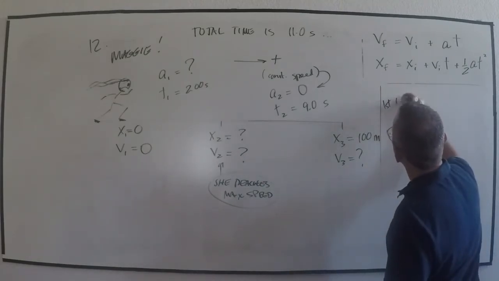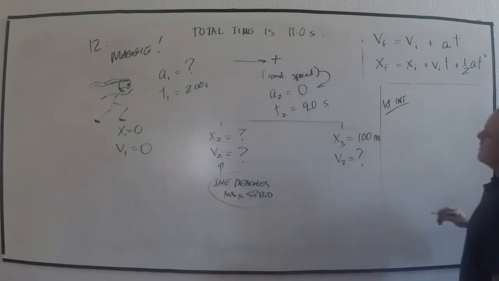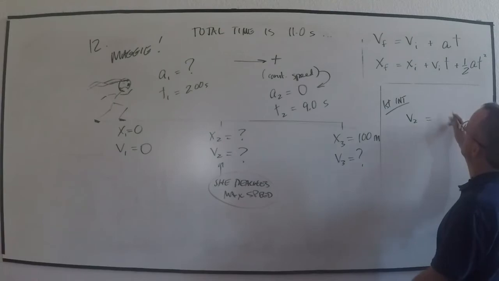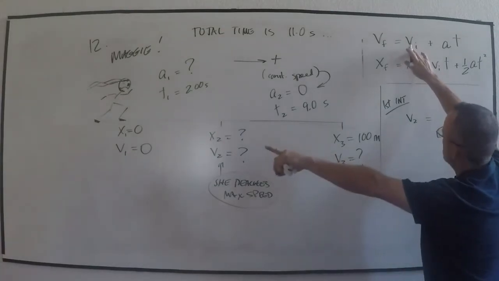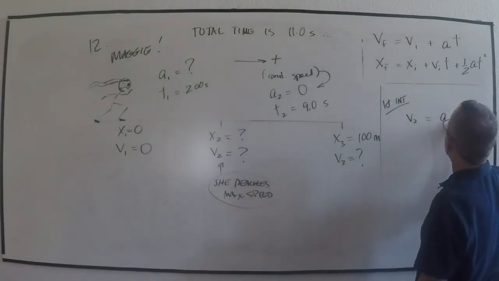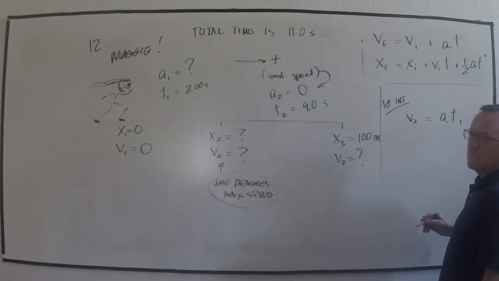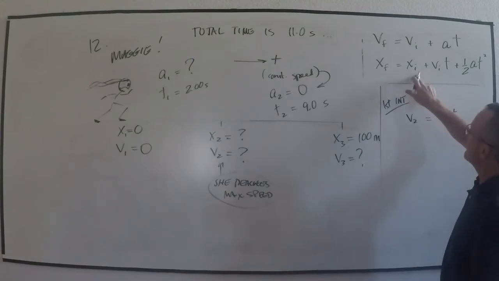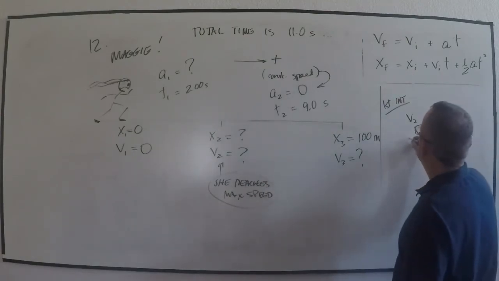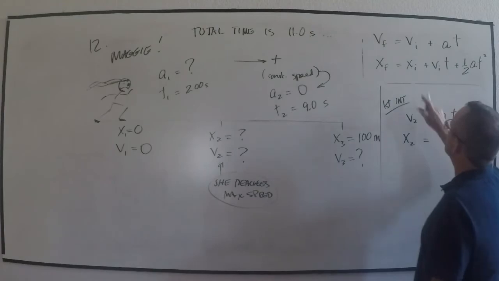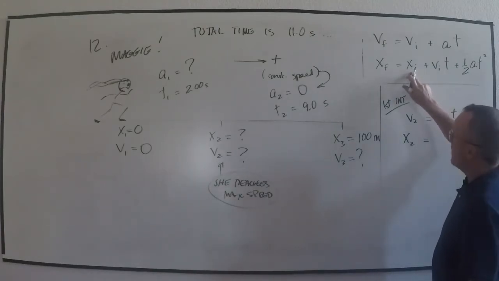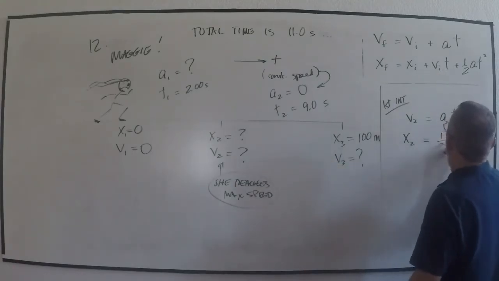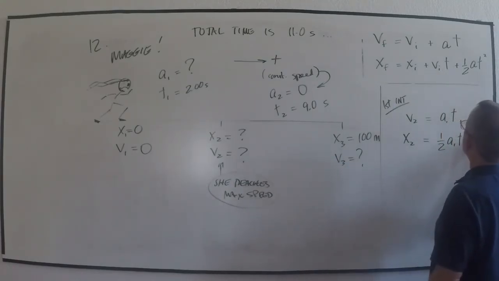So let's go ahead and go for the first interval. First interval is what? V2 equals V1, which is 0, plus A1, T1. Nice. We got some zeros over there. That's going to make things real nice. What about here? X final, which is X2, is 0, right? X initial, 0. Nice. And 1/2 A1, T1 squared.